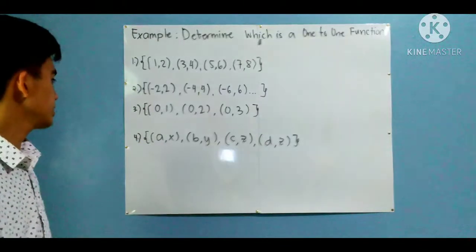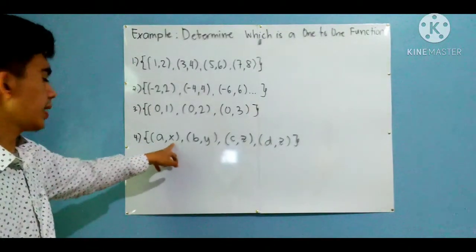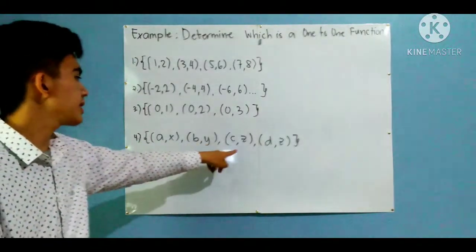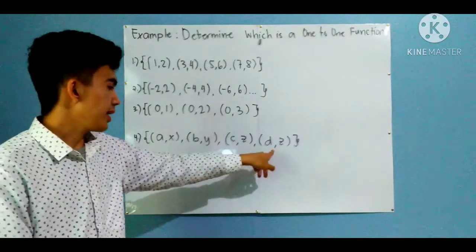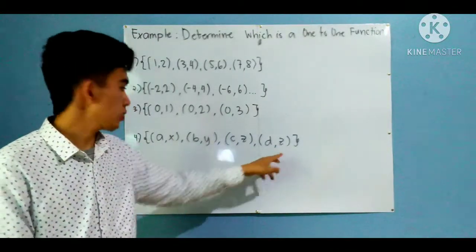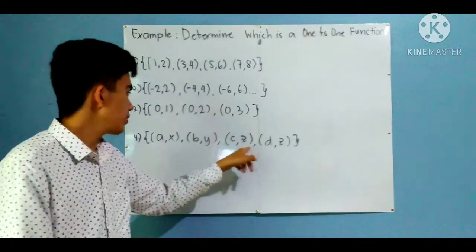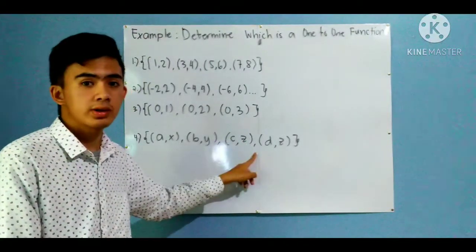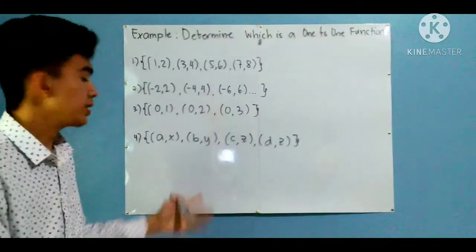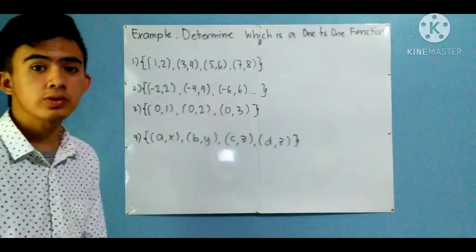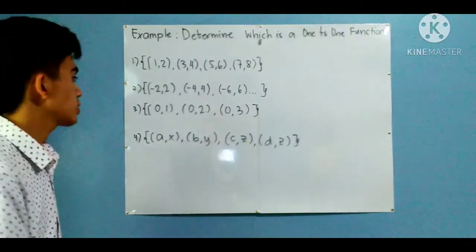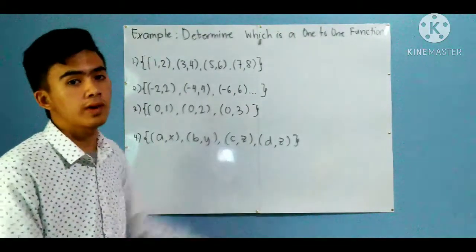So, number 4 is A, X. Naka-pair siya kay X, B kay Y, C, Z, D, and D ay naka-pair siya kay Z. So, makikita natin na sa Y value is na-repeat yung Z. Kaya, it is a function but not one-to-one function. So, it is not a one-to-one function also.